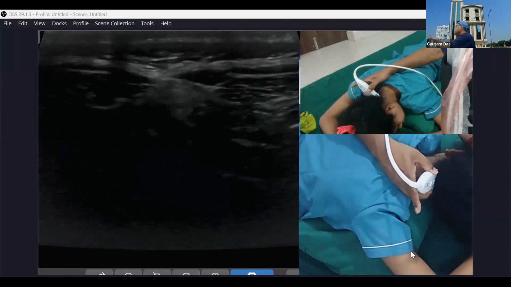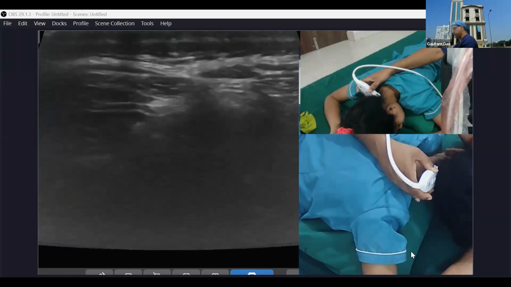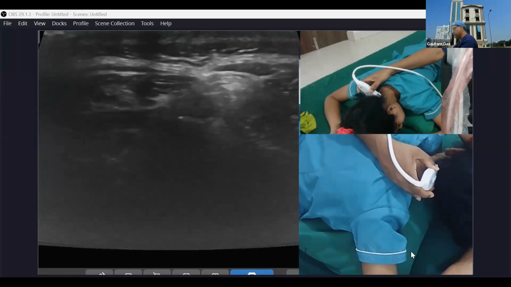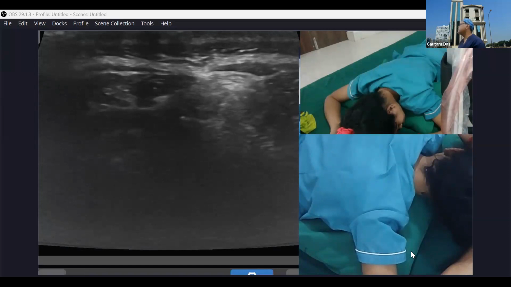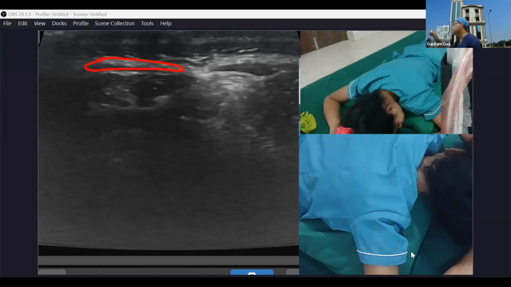Let me increase the gain a little bit more. What I told there, let me read it here. A very thin layer of muscle, what was there, is this. This was your trapezius. If I'm going still laterally, you'll get the sternocleidomastoid also. Then this is your semispinalis capitis.